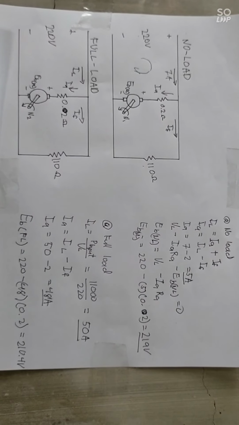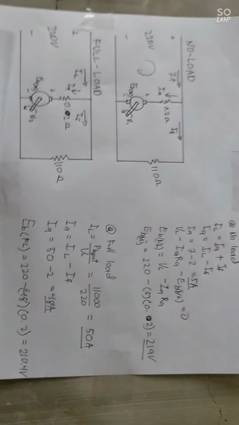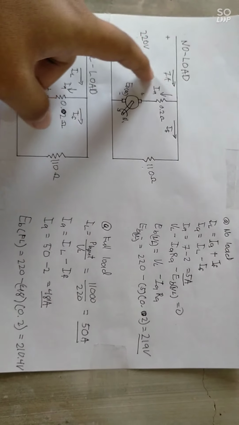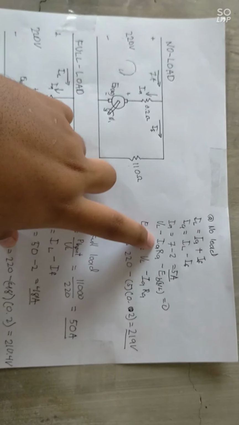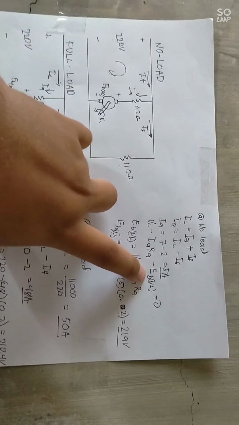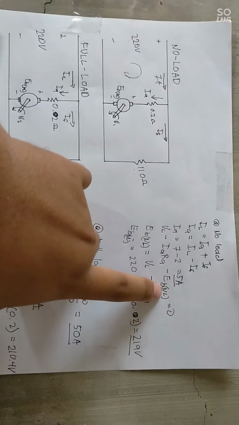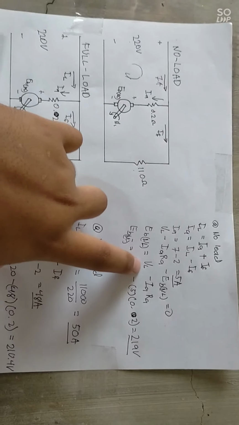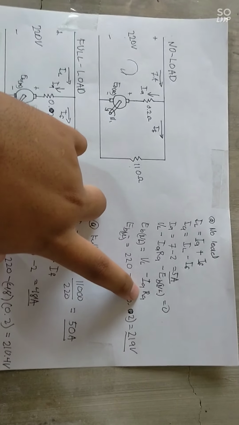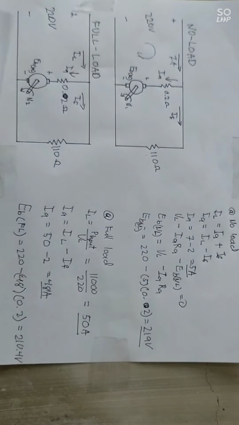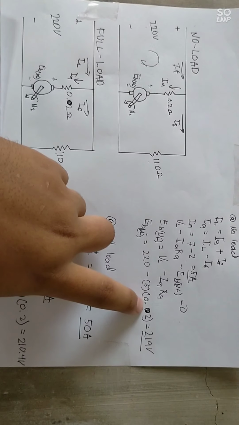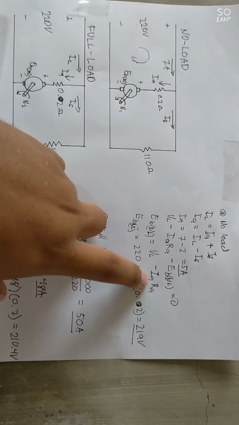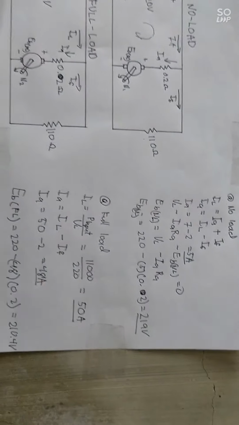To get the back EMF, we loop here. So we get VL minus IA times RA minus back EMF at no load. We transpose it, so we get VL minus IA RA. VL is 220 minus IA which is 5, times RA which is 0.2. We get the answer 219 volts.